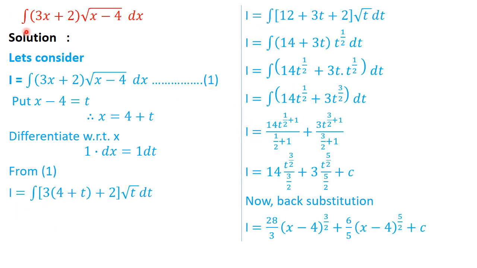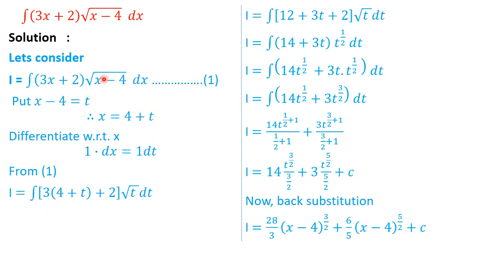Now let's see the next example. Integration of 3x plus 2 into root x minus 4 dx. Now you can see there, you will think that now which function is derivative of which one. Okay, so how to solve it? So let us consider I is equal to integration of 3x plus 2 into root x minus 4 dx. Now put x minus 4 is equal to t. Therefore we will have x is equal to, shift this 4 to the RHS, 4 plus t. Now differentiate. So derivative of x, dx is equal to, derivative of 4 is 0, dt.